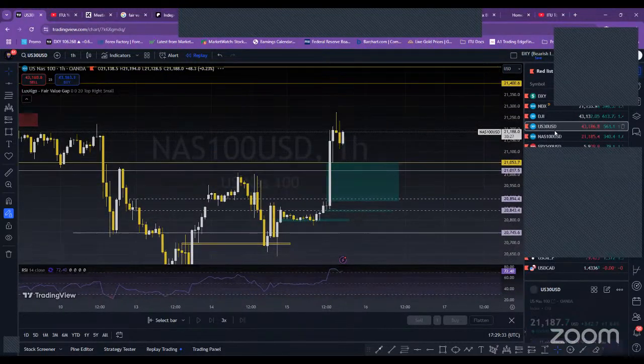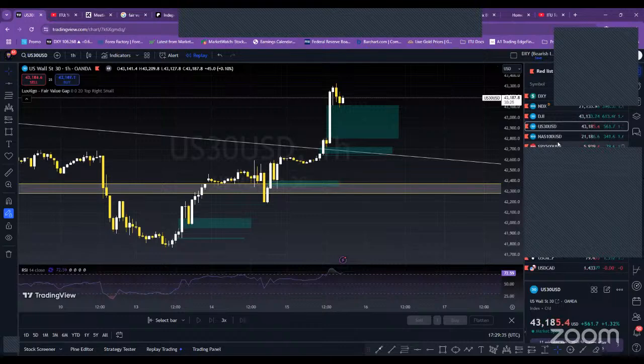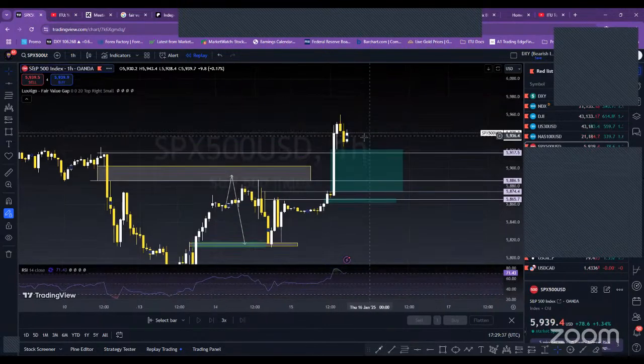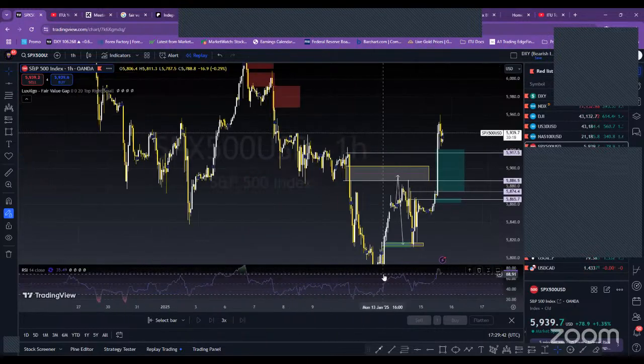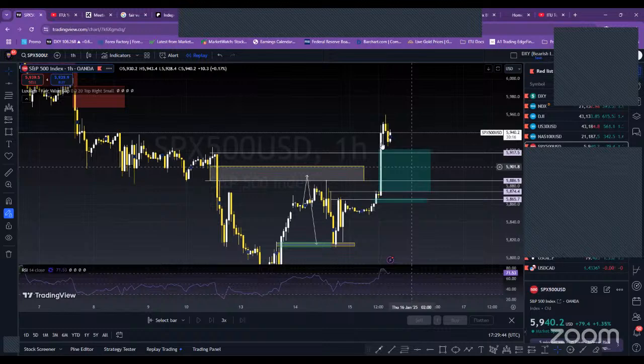I could have held Nas, but I'm trying to stay with my consistency target. SPX came right back into that potential support level like we talked about. It's holding pretty nicely there. If we get an engulfing here, the SPX will continue topside.